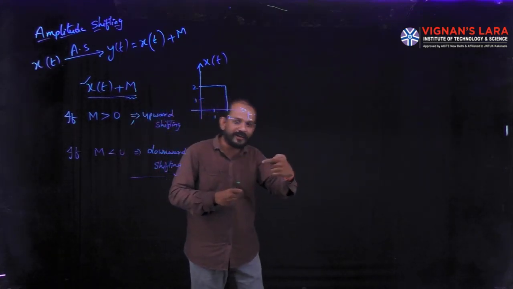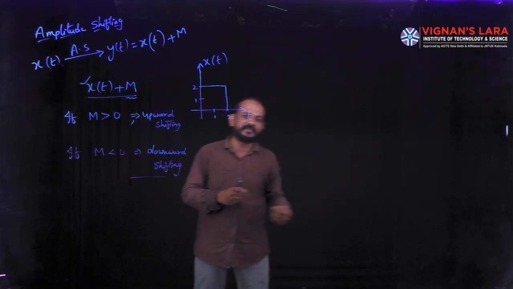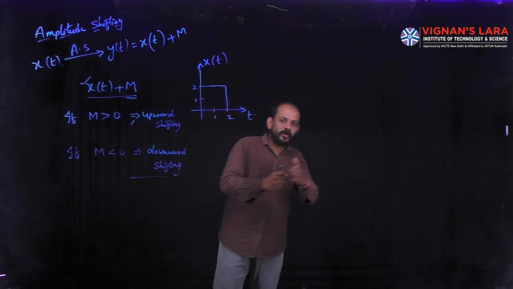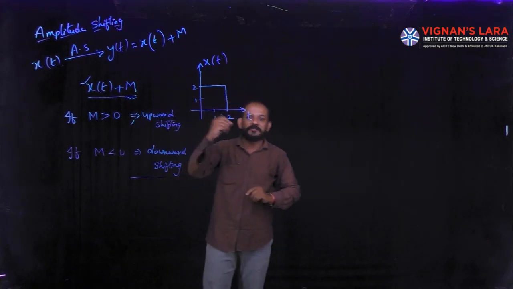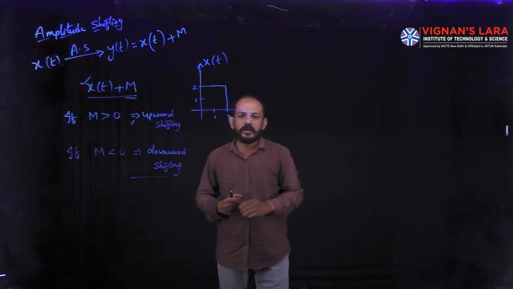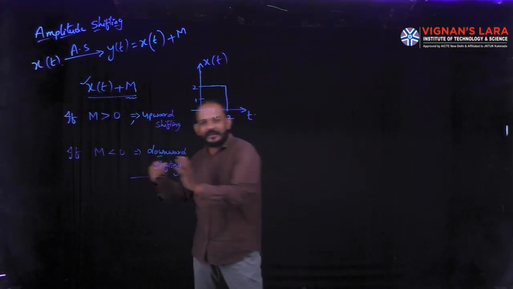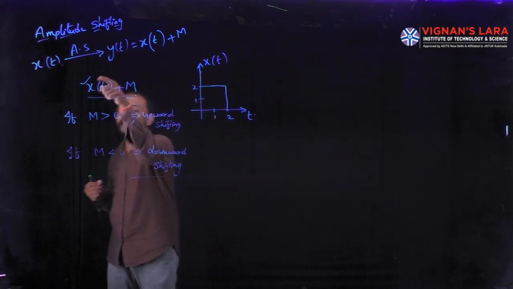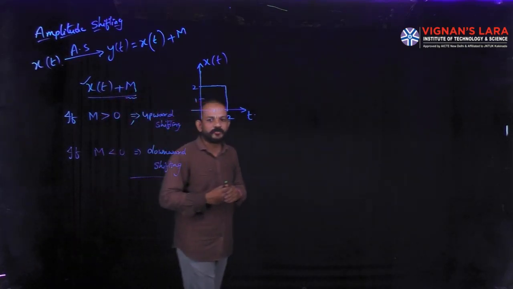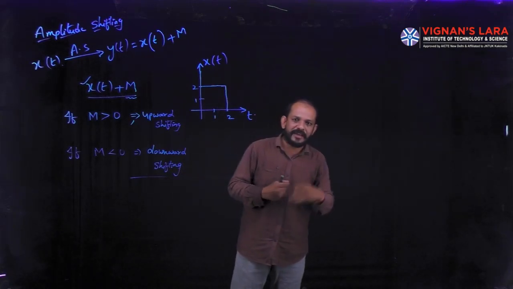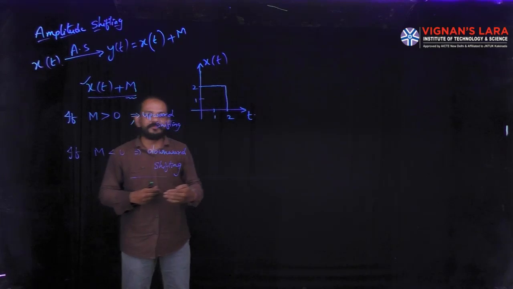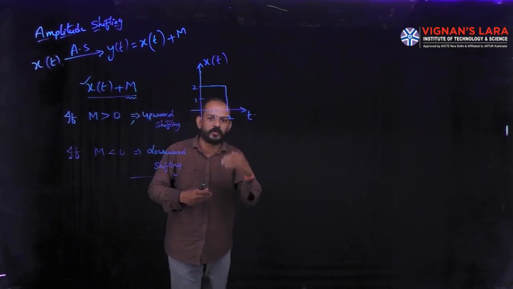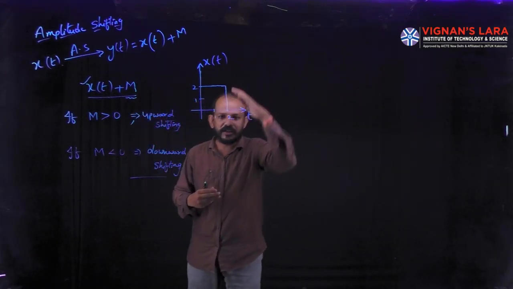There, time is on the x-axis, so the signal will move either to the right side or the left side. Hence, in time shifting, I get positive shifting and negative shifting. Whereas in amplitude shifting, I'm taking amplitude on the y-axis, so the signal will move either upwards or downwards. Hence, we have upward shifting and downward shifting.